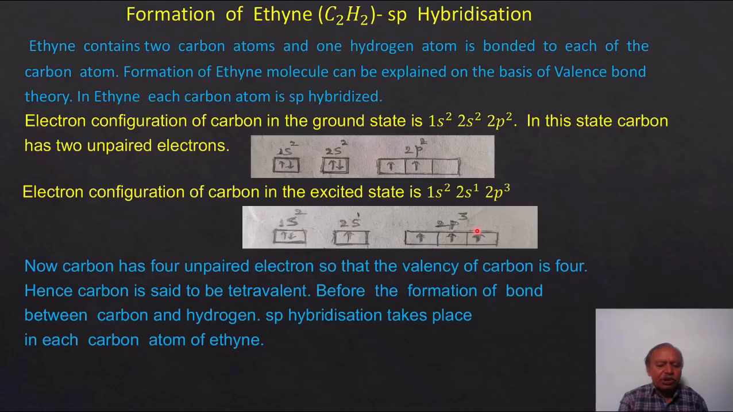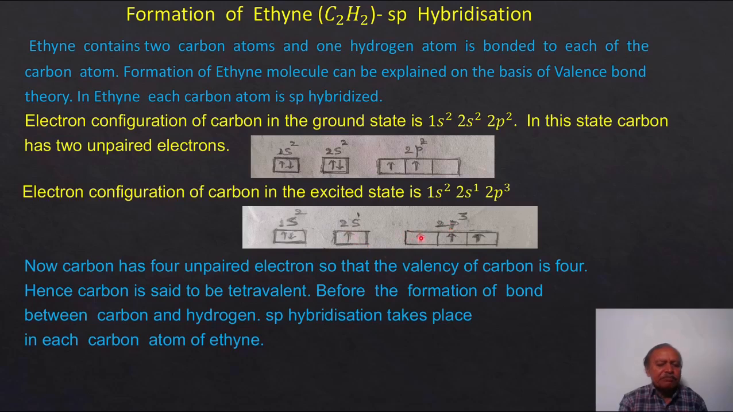Now before the bond between carbon and carbon or the bond between carbon and hydrogen is actually formed, these orbitals will mix with each other. That means they undergo hybridization. They are undergoing sp hybridization. Here you find there are 4 unpaired electrons: 1 electron in the 2s orbital and 3 electrons, 1 in each of the 2p orbitals.